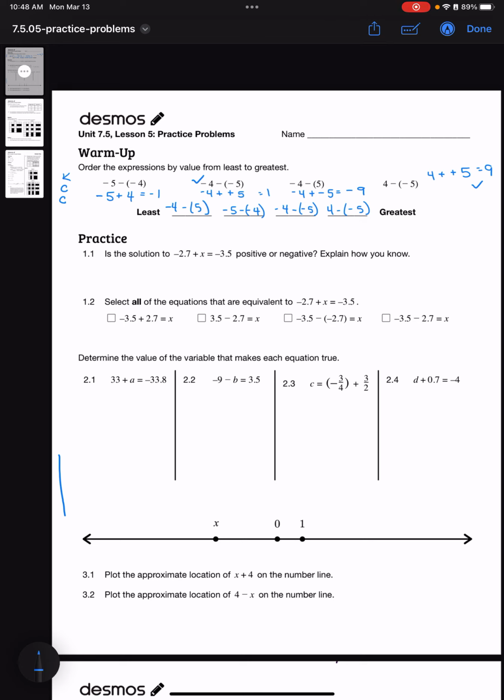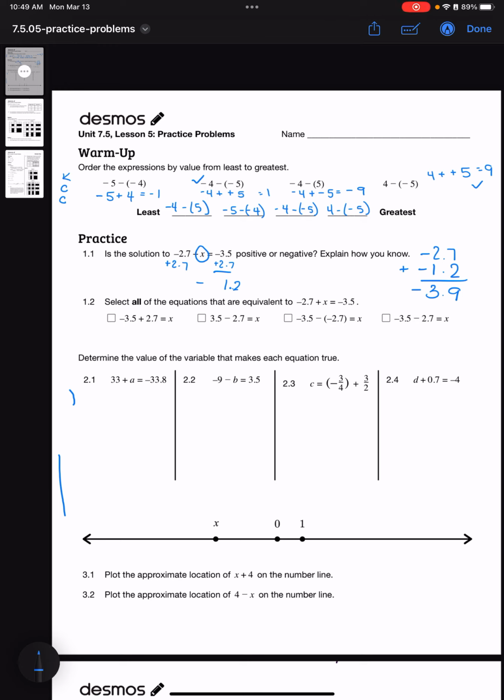So I want to isolate x, so I'm going to add 2.7 to both sides. And that is going to be -1.2. So let's try 2.7 plus -1.2 should together be -3.9.